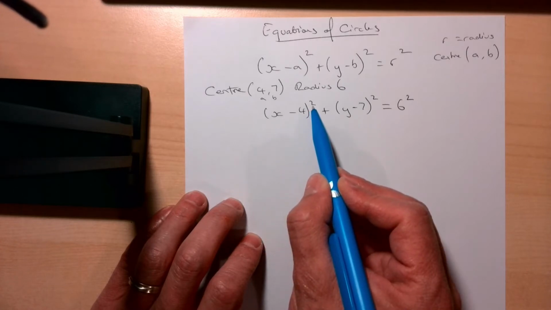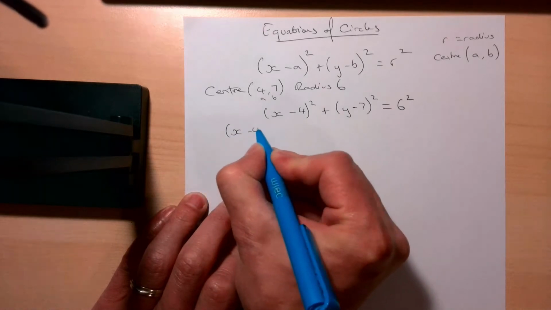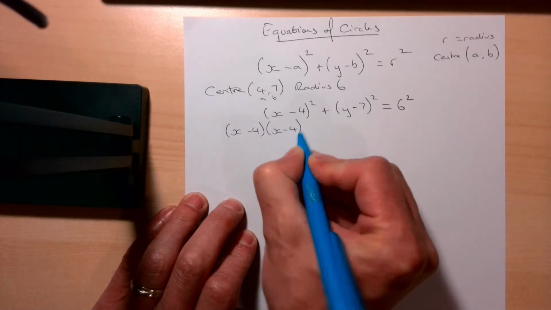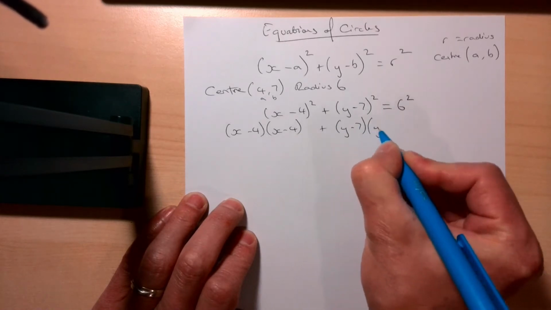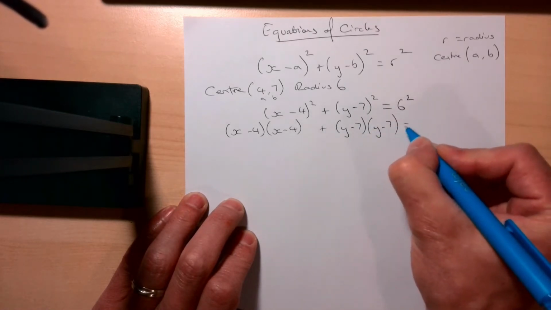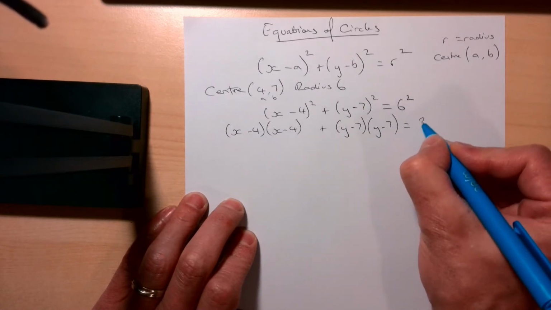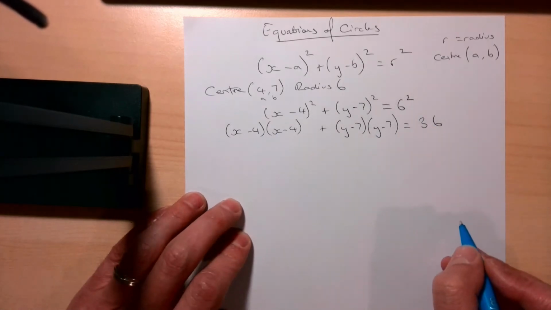Okay, now what you need to do, you've got two pairs of brackets here that both need squaring. So you're multiplying out two brackets, in other words it's x minus 4 times x minus 4, and then y minus 7 times y minus 7. So you're doing FOIL effectively on those. 6 squared is 36 there.